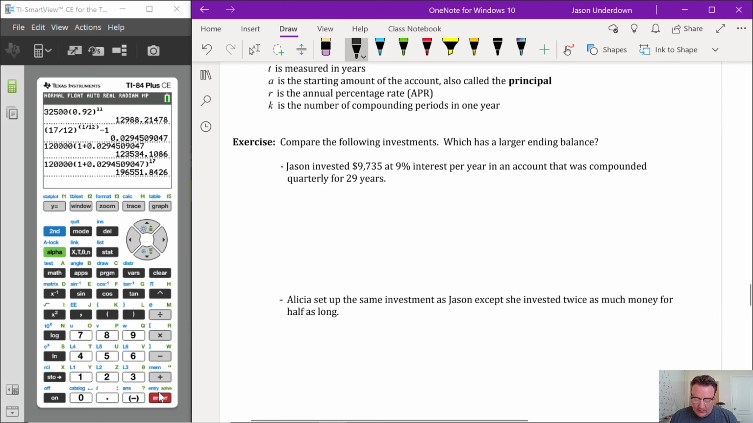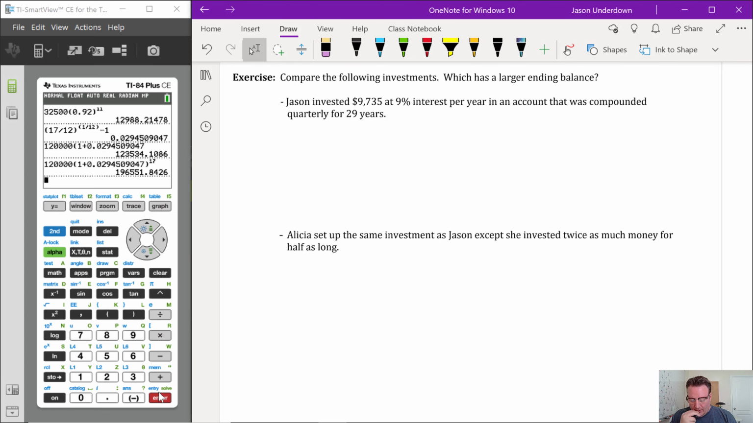Let's try this exercise. Compare the following investments. Which has a larger ending balance? Okay, this is a fun little problem to see which one's going to be better. So the first one, Jason invested $9,735 at 9% interest per year in an account that was compounded quarterly for 29 years. And in the second one, we have Alicia set up the same investment as Jason, except she invested twice as much money for half as long.